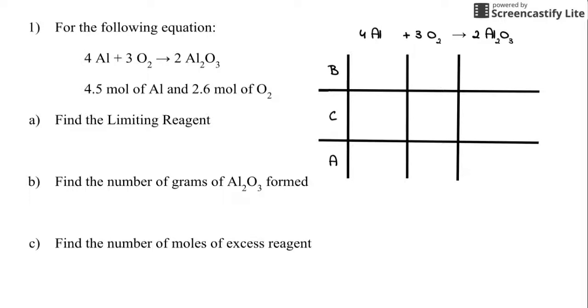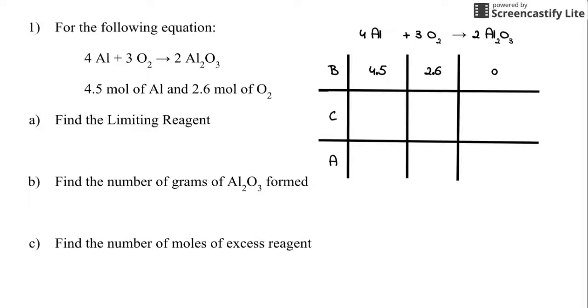So let's fill in what we know. According to the problem, there are 4.5 moles of aluminum and 2.6 moles of oxygen. Whenever we start a chemical reaction, there are no products, so I'm going to put a 0 under the aluminum oxide. Okay, now we have our before row filled in completely. Got to work on our change row.